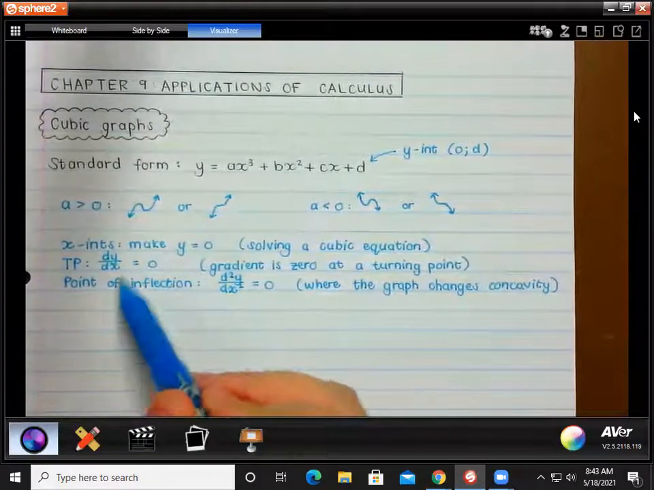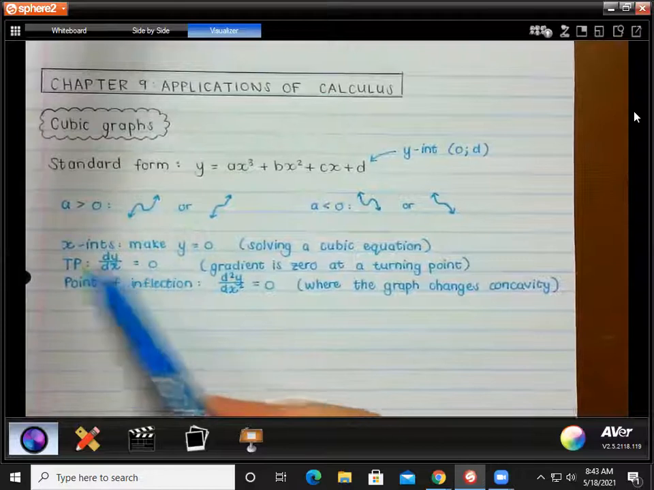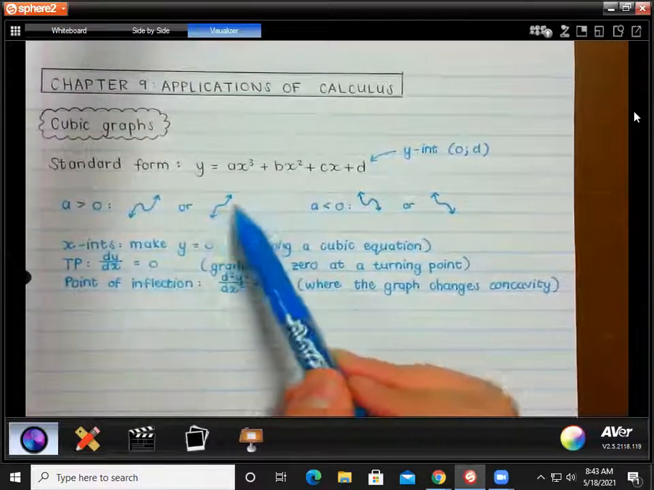Now, guys, the point of inflection, you don't actually have to show on your graph unless they explicitly ask for it. The turning point you do have to indicate. So we need to indicate all intercepts with the axes, obviously, like with any other graph, and then the turning points as well, or turning point.